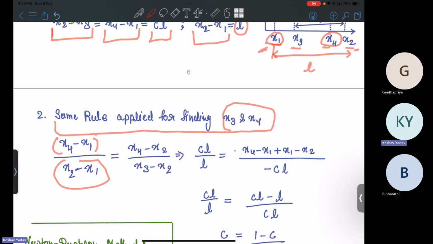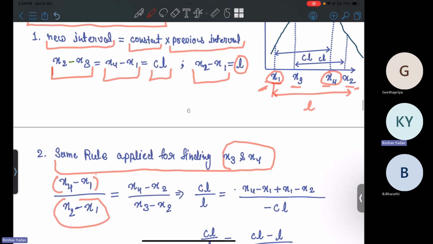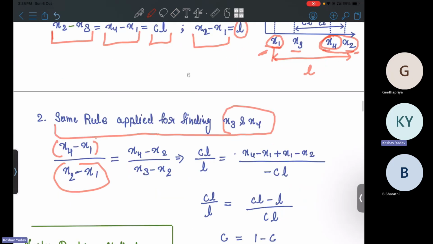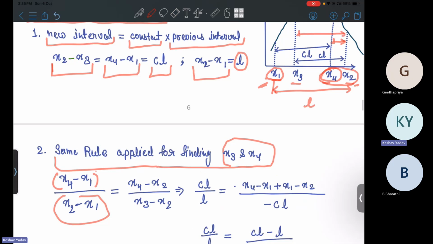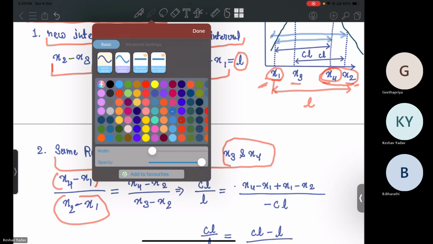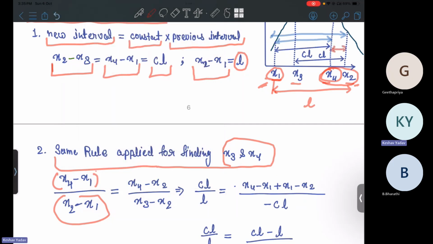That will be equal to x4 minus x2, means what? This is the smaller interval, divided by x3 minus x2, means what? This interval. So what we are considering here is the ratio of this and total, the ratio of this and this will be equal to the ratio of this and this.